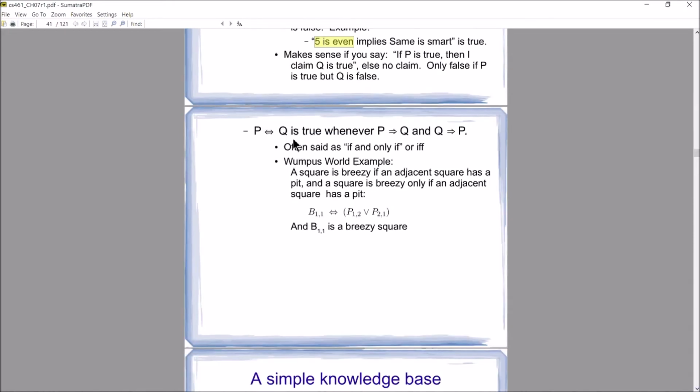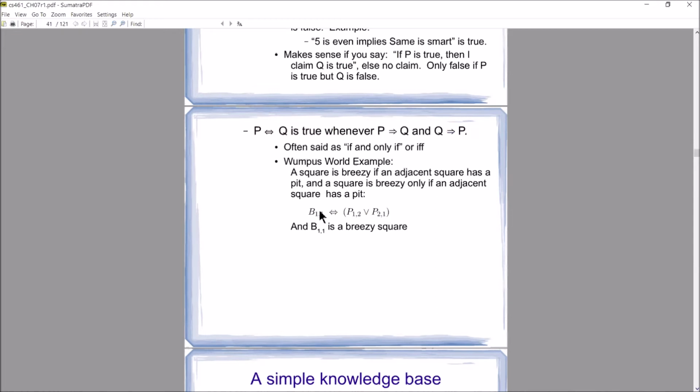Let's see here. I talked about the bidirectional. It's true whenever P implies Q and Q implies P. If and only if, that's that logic. So here's an example from Wumpus World. A square is breezy if an adjacent square has a pit, and a square is breezy only if an adjacent square has a pit.